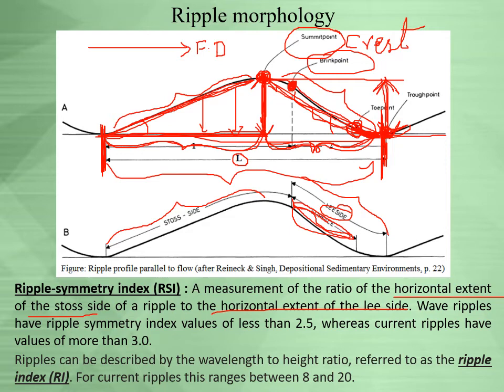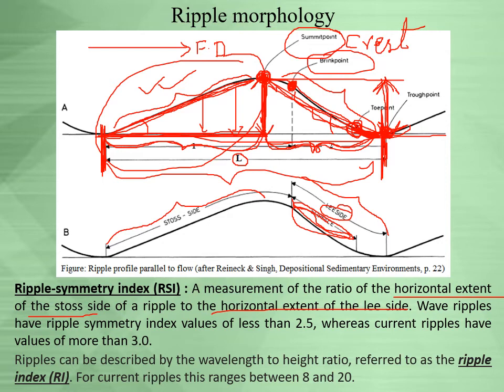Keep in mind that the stoss side will always be greater than or equal to the lee side. The lee side will never be higher in value with respect to the stoss side. The stoss side will always have higher length, or it may sometimes be equal to the lee side value, but the stoss side will never be less in length than the lee side. Okay, so if the stoss side length is equal to the lee side length, my ripple symmetry index, that ratio, is 1. If it is greater than the lee side, my ripple symmetry index or the ratio is greater than 1.